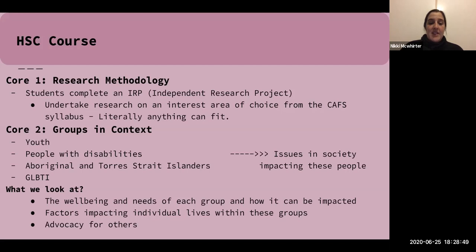We look at factors impacting individual lives. We look at education, we look at health, we look at all the specific needs. And then we look at how these groups advocate for themselves, but also how these groups are advocated for through government and through services out there. So it is a very interesting topic, groups and context.